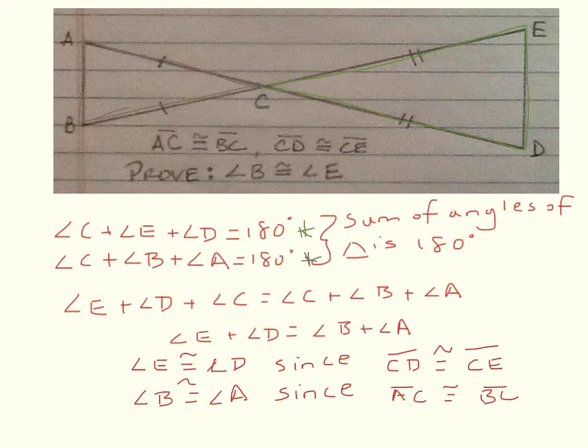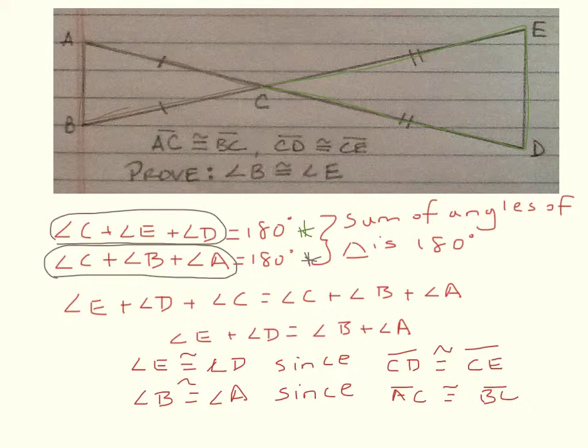And if that's true, then E, D, and C is equal to the sum of these angles because they both equal 180 degrees. So then, if we subtract that angle C out of there, which we're allowed to do, on both sides, a little bit of algebra thrown in there, we get angle E plus angle D equals angle B plus angle A.